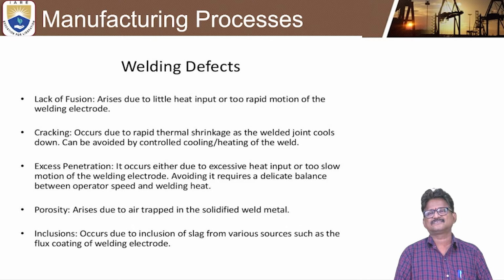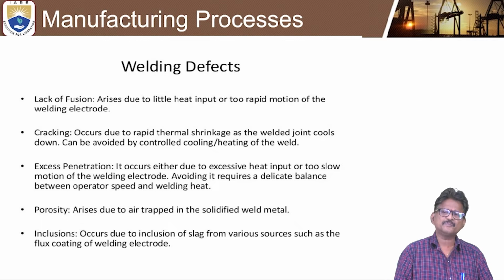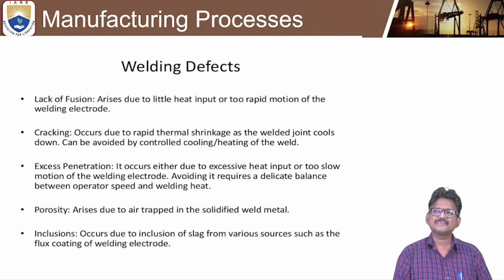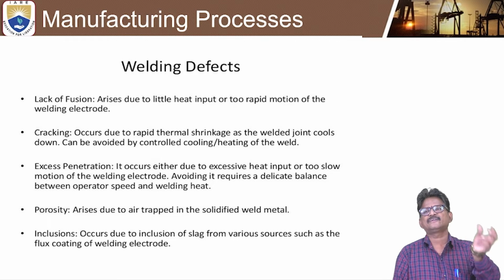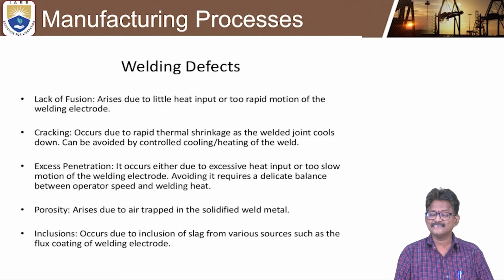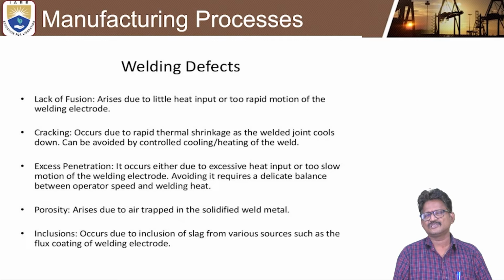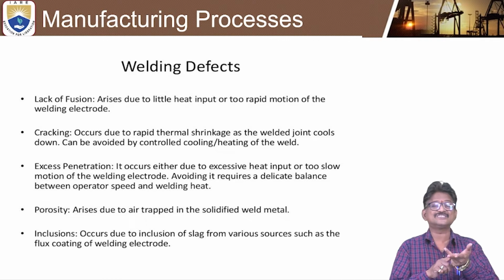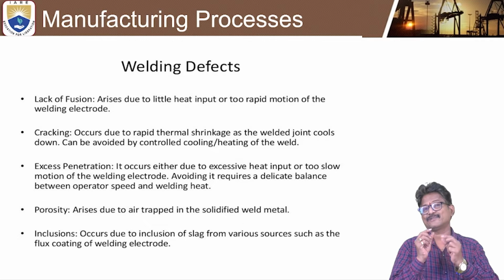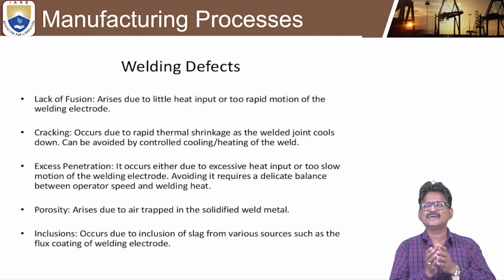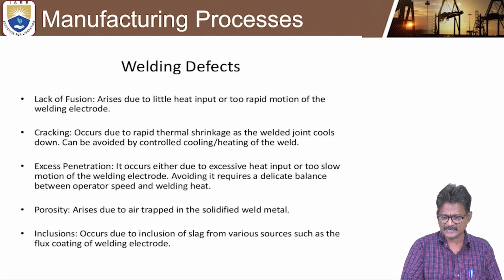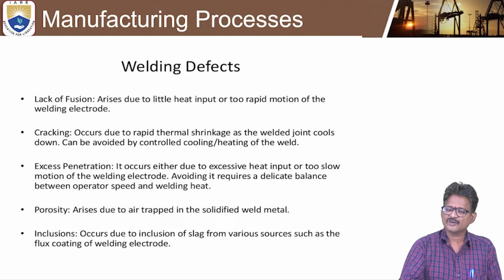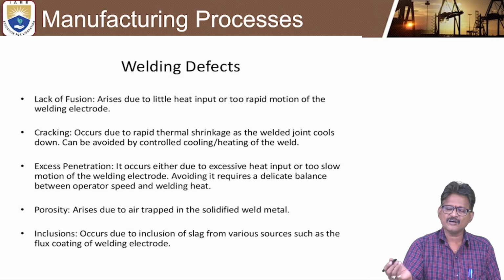Now coming to the defects. In any process there will be some defects. Even in the casting process, we discussed some casting defects like blowholes, sand drop and shrinkage. And in the welding process also, a series of defects may be introduced. Majorly we can call them lack of fusion, cracking, excess penetration, porosity and inclusions. For understanding these defects, one thing you need to understand is what we call the cause and effect diagram, or Ishikawa diagram.